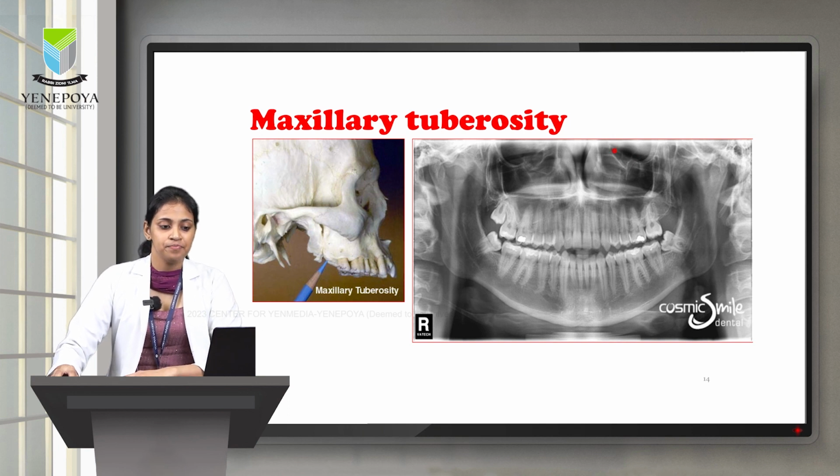Maxillary tuberosity. It is a rounded eminence that is seen at the postero-inferior surface of the maxilla distal to the third molar, as represented by this. On a panoramic radiograph, it appears as a radio-opaque bulge in the area distal to the third molar.